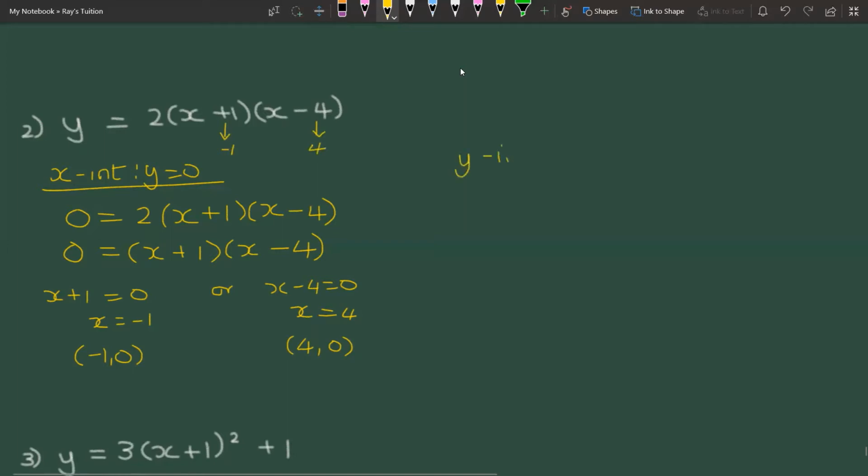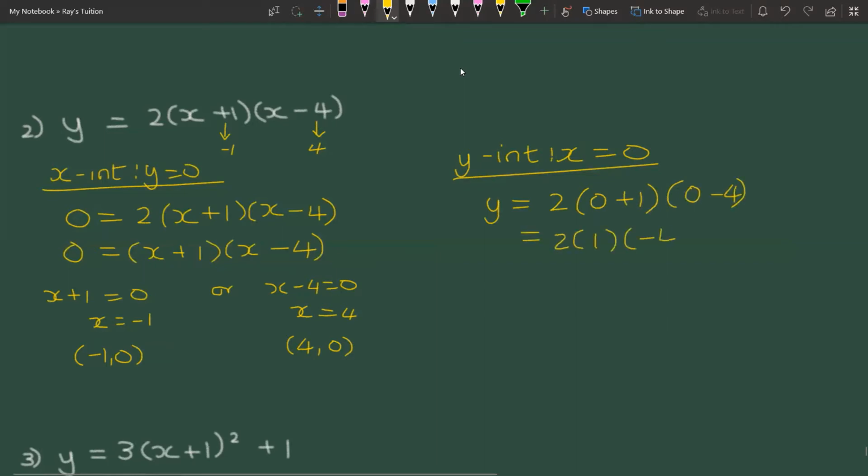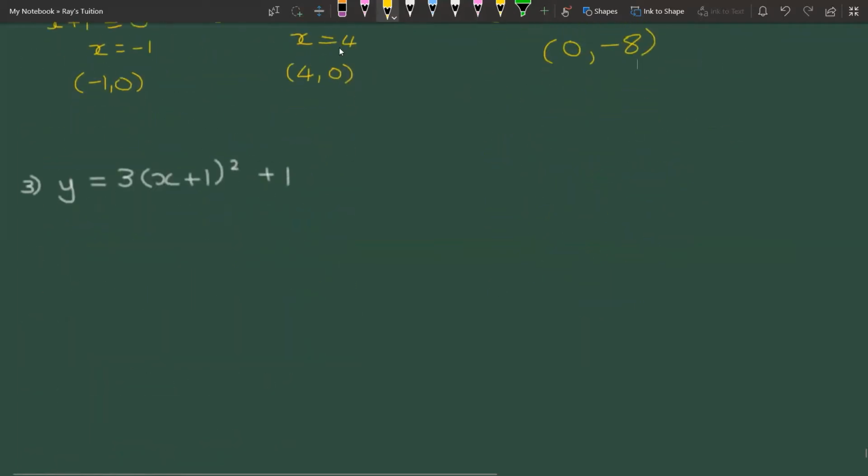For the y-intercept, we're going to make x equals 0. So we have y is equal to 2 times 0 plus 1 times 0 minus 4. So this is 2 times 1 times negative 4, which is negative 8. So here our y-intercept is 0 and negative 8. Let us have a look at the last one.